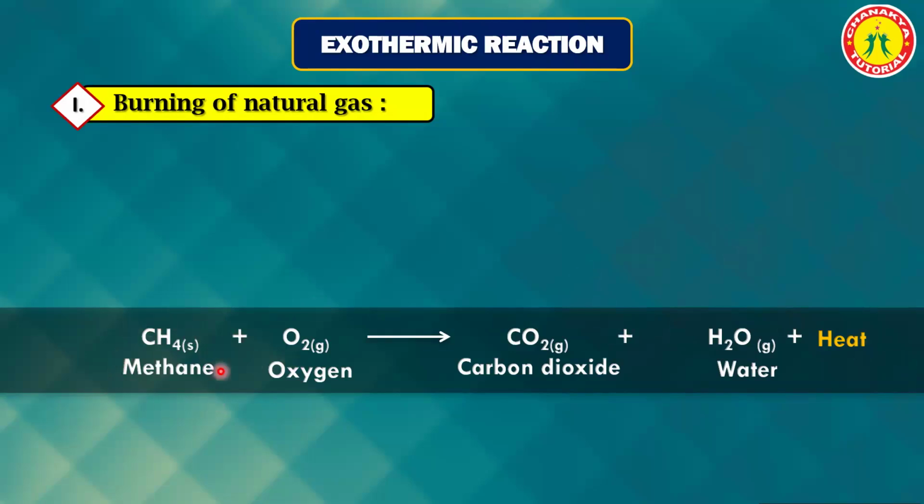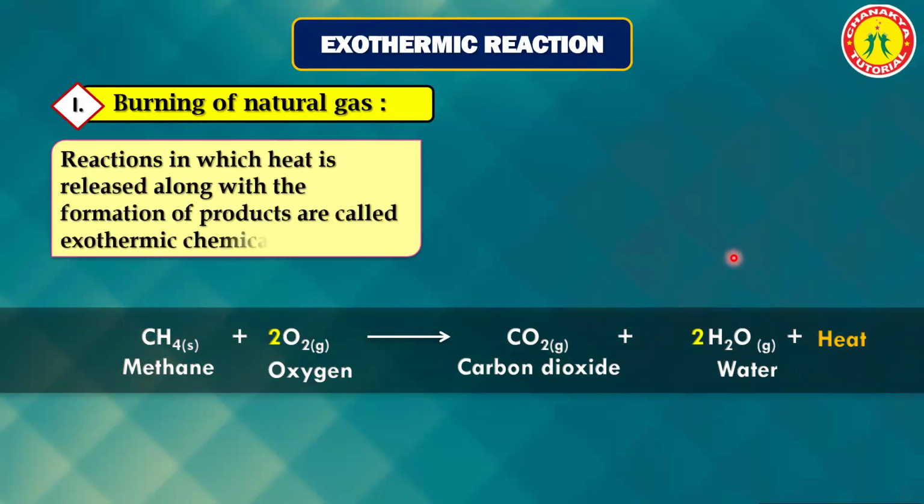So methane can be used to gain heat energy. Burning of natural gas methane in the presence of oxygen gives carbon dioxide and water, and there was release of heat. So this is an example of exothermic reaction. Reactions in which heat is released along with formation of products are examples of exothermic chemical reactions.